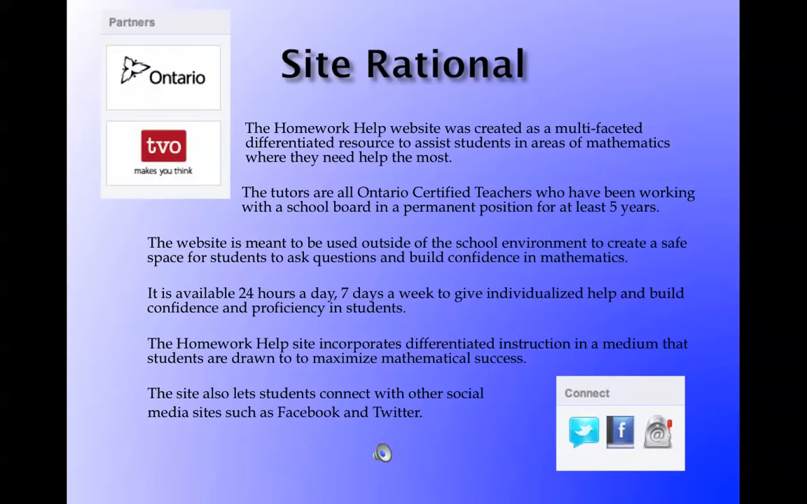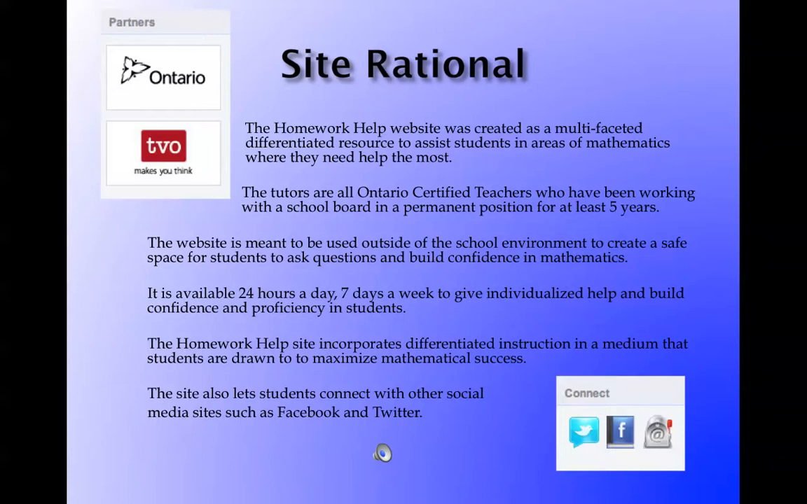So what's the rationale around the Homework Help website? One of the things this year is that the Ontario government is putting a very large push on improving mathematics scores on the EQAO standardized tests. The Math Homework Help site fits very well into this idea that the government has in order to improve math scores across the province. So the website is created to help reach more students in the areas of math and give them another venue to learn and be successful with mathematics.